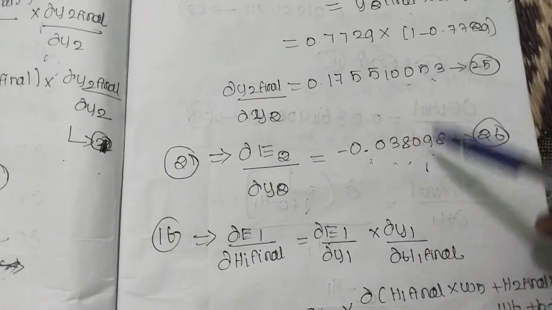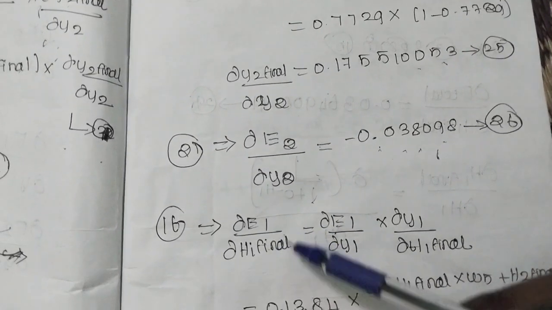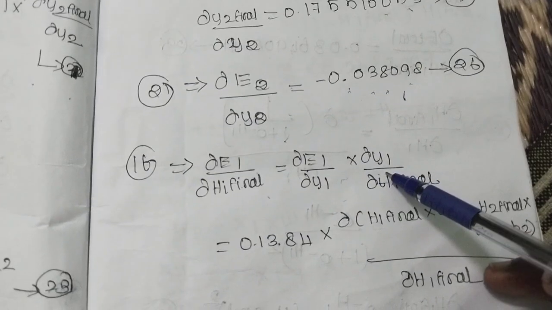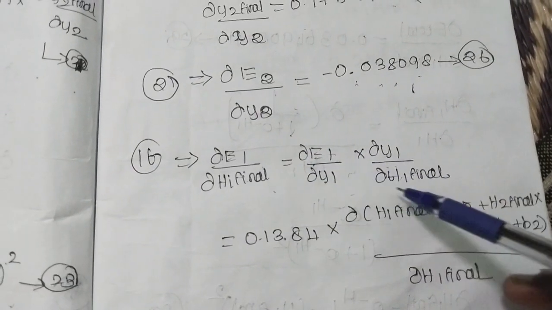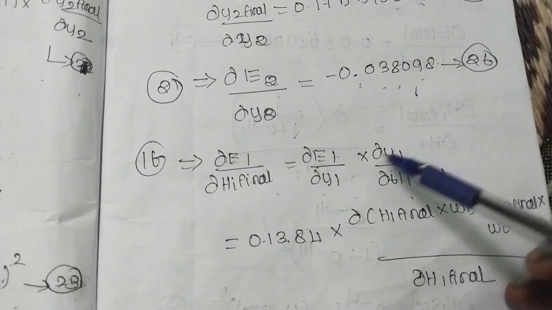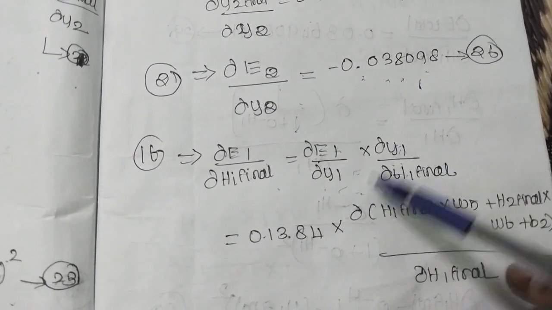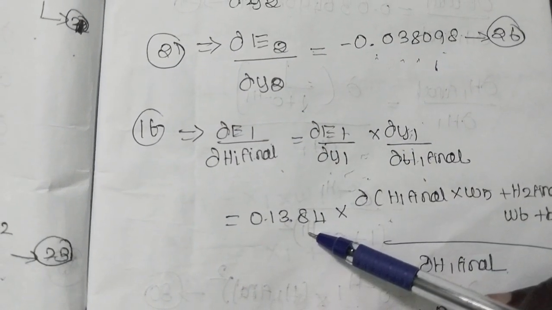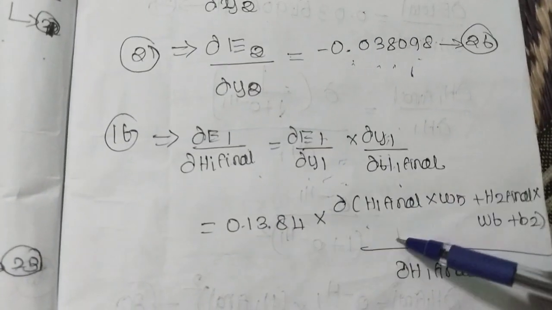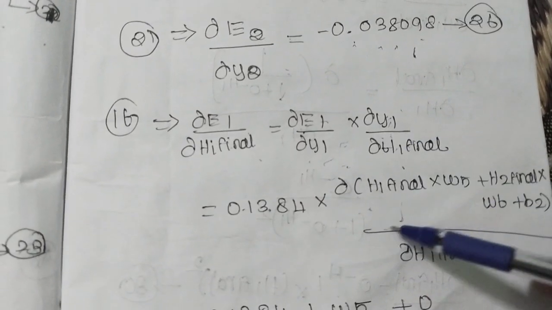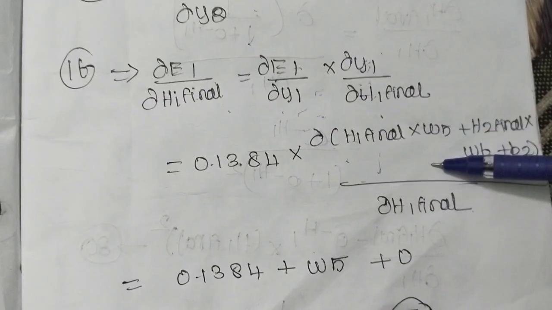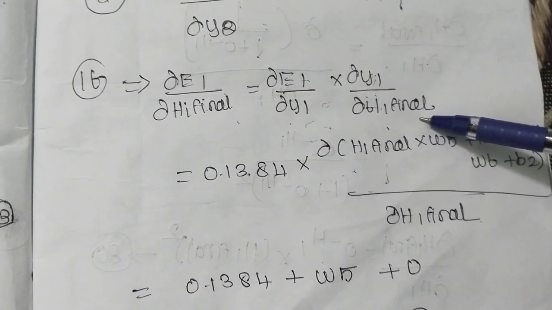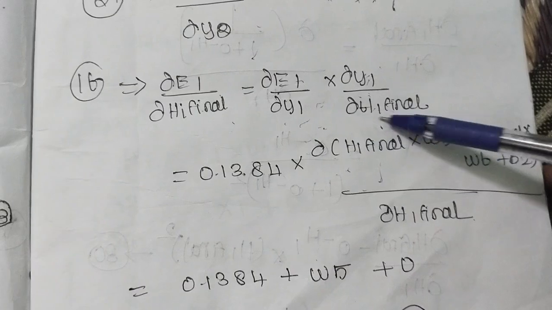Okay. Next you do the same for ∂E1 by ∂h1final. I am rewriting this equation, ∂E1 divided by ∂h1final. Here I am adding ∂y1 by ∂y1. Here you substitute the value for ∂E1 by ∂y1. You write the value for y1 here. This is the equation. Now I am partially differentiating the y1 value with respect to h1final. Here only they are having the h1final value.